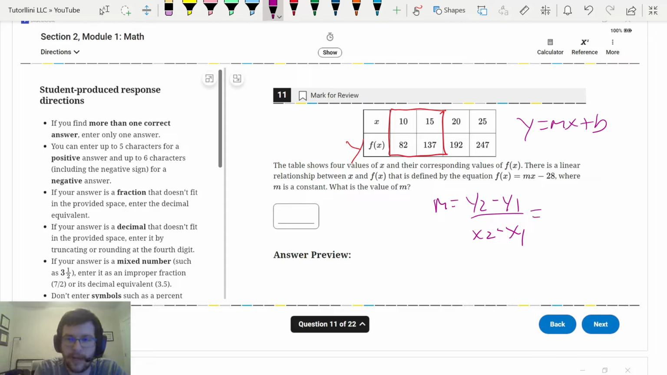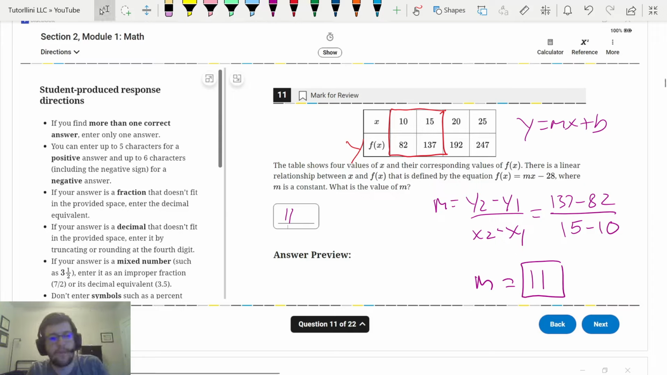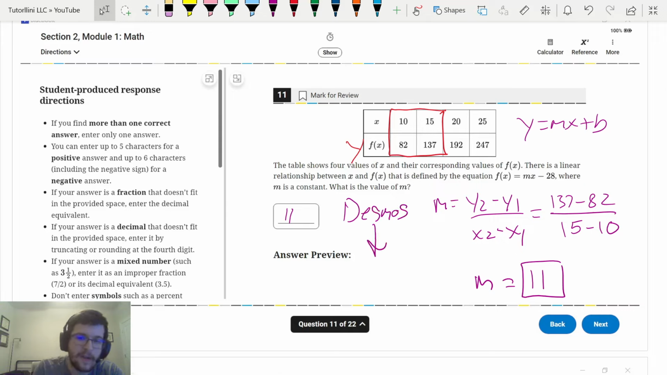So I'm going to do y2 minus y1. So 137 minus 82 over 15 minus 10. And if you plug that in a calculator, you get m equals 11. And that is the answer. Not really super helpful for this question, but I want to show you guys that you can also use Desmos to find any equation of a line from a table using what's called regression. So I'll show you how to do that now.